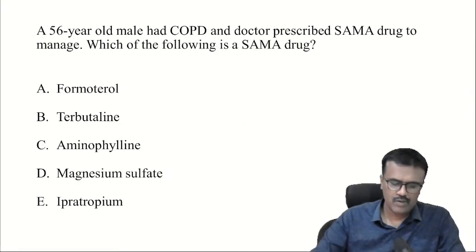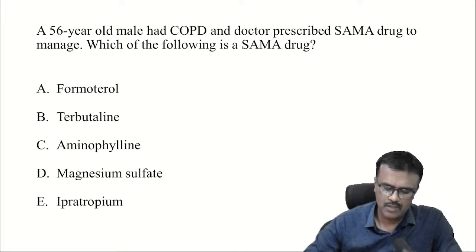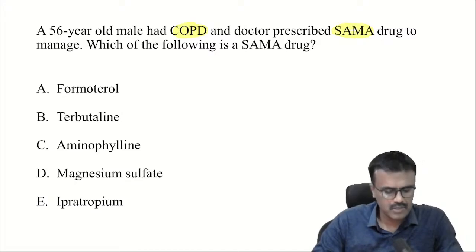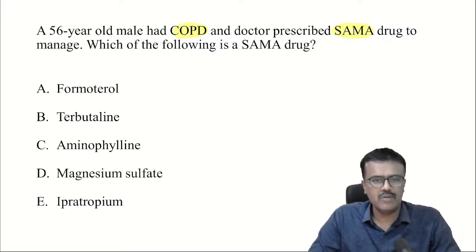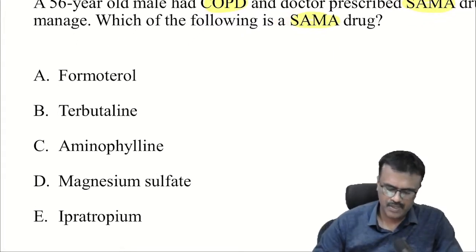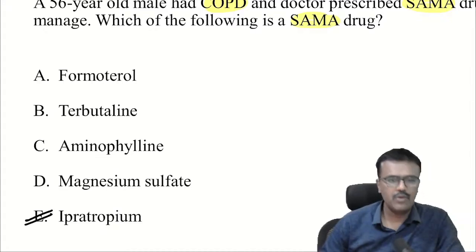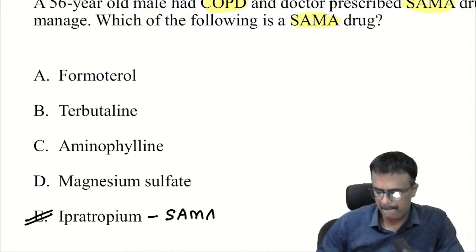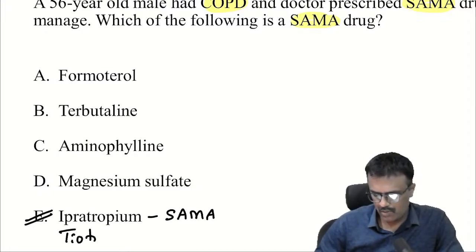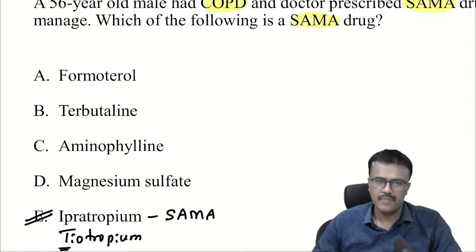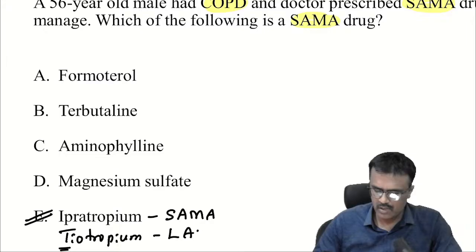Now, moving on to the next question. A 56-year-old male had COPD, and the doctor prescribed a SAMA. SAMA means short-acting muscarinic antagonist. So we have to find out which of the following is a short-acting muscarinic antagonist. The answer is ipratropium bromide. It is a SAMA. We have a drug called tiotropium bromide. I told you, usually drugs with T are longer acting, so long-acting muscarinic antagonist.